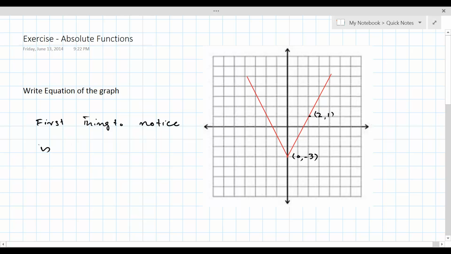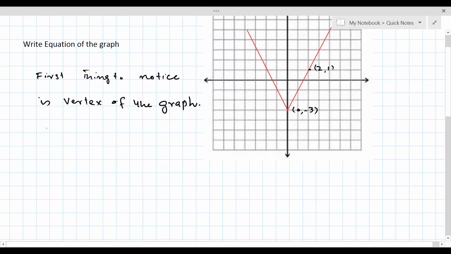The first thing to notice is the vertex of the graph. The vertex is at point (0, -3). That's where the two branches of the graph meet. So vertex V is equal to (0, -3). These are the values of h and k.